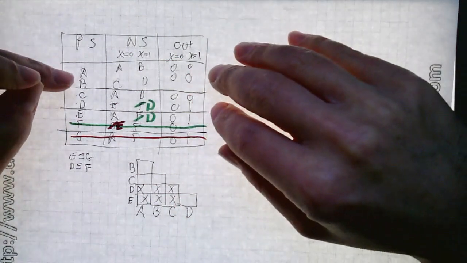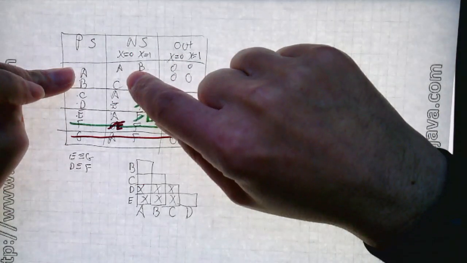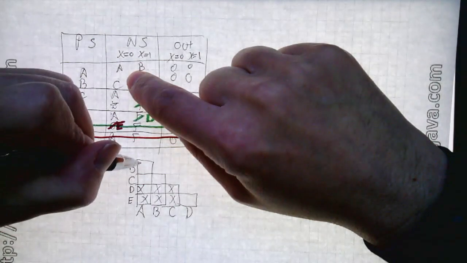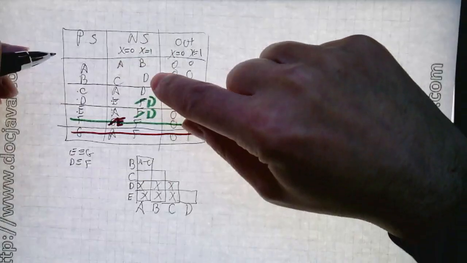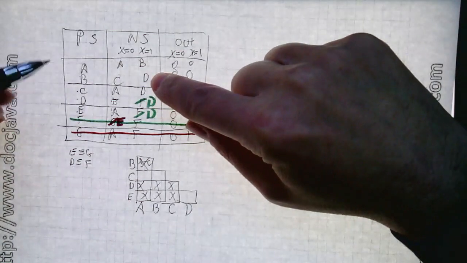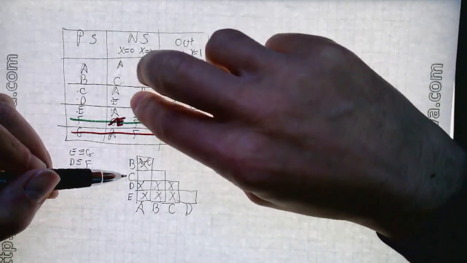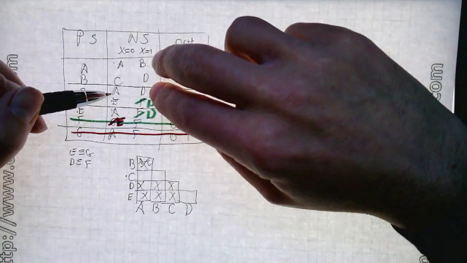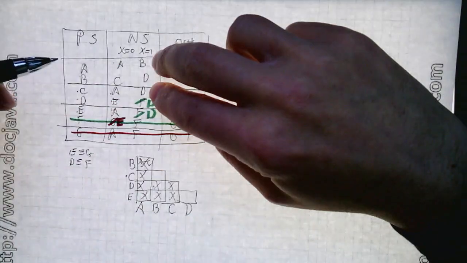Now let's compare A and B. A and B are equivalent if A equals C. It's equivalent if B is equal to D, but B is not equal to D, so we can cross it out right away. A is equivalent to C if A is equivalent to A, that's good, and if B is equivalent to D. But we know B is not equivalent to D because there's an X here, so that gets X'd out.